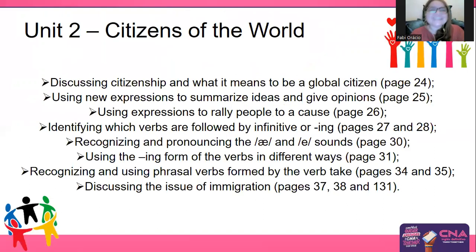And then we have Unit 2, Citizens of the World. And then again, on Unit 2, we saw all of these parts over here, and I wrote the pages so you can check on your book. You can pause the video and check on your book, okay?